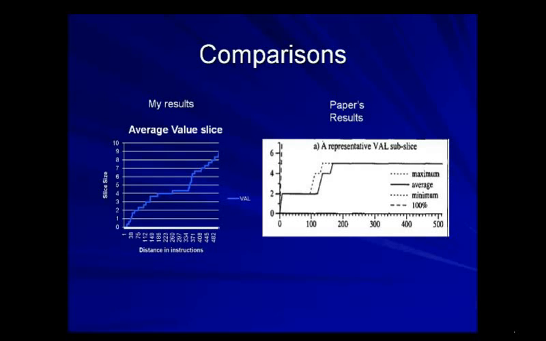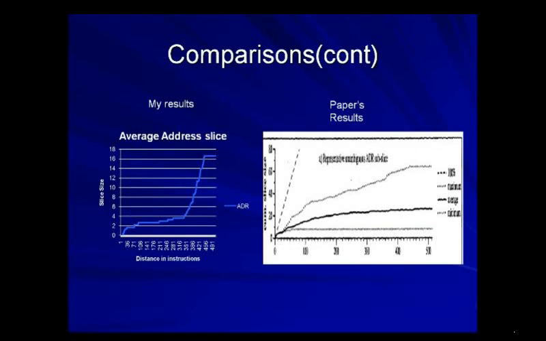So this first comparison compares my results of the value slice to the paper's results of a value slice, and they look a little different, but they're not drastically different. The biggest difference I notice is that one of my binaries had some increasing amounts of value dependencies towards the end of the slice. And in the paper it says that really shouldn't happen, but I think I looked at different binaries, so my results aren't going to match exactly.